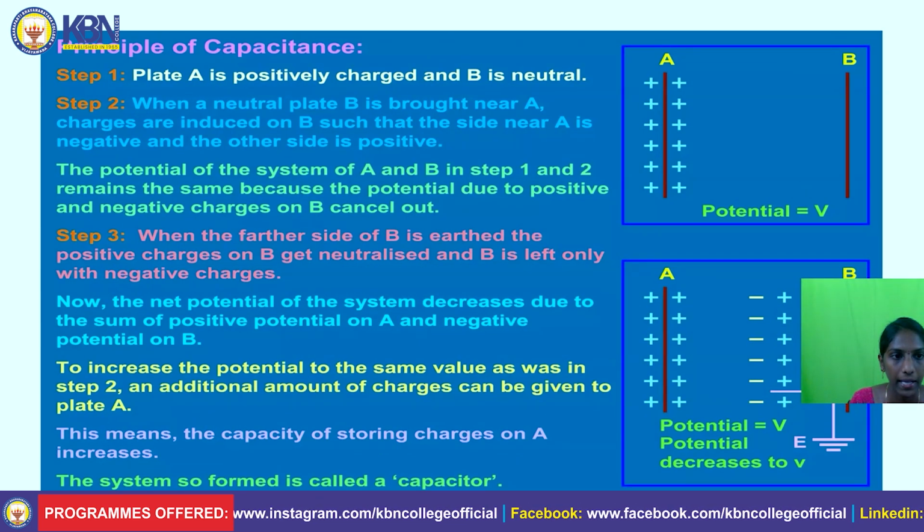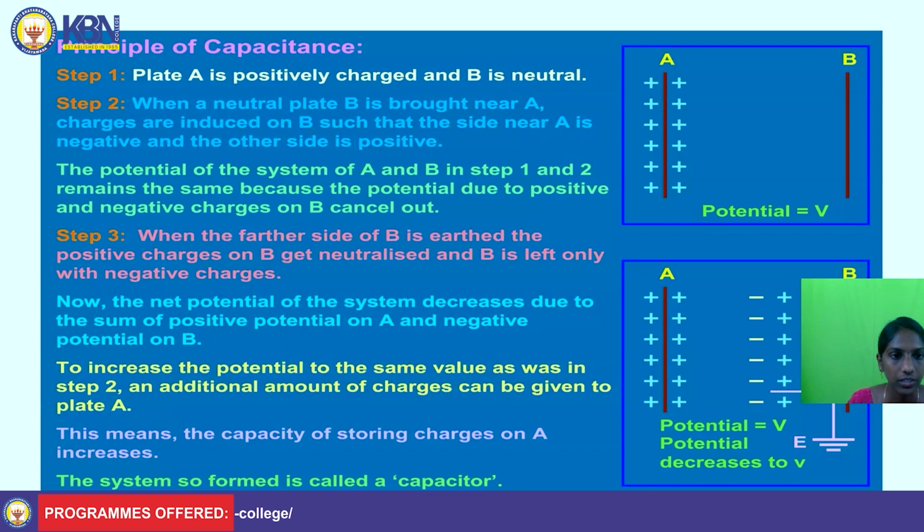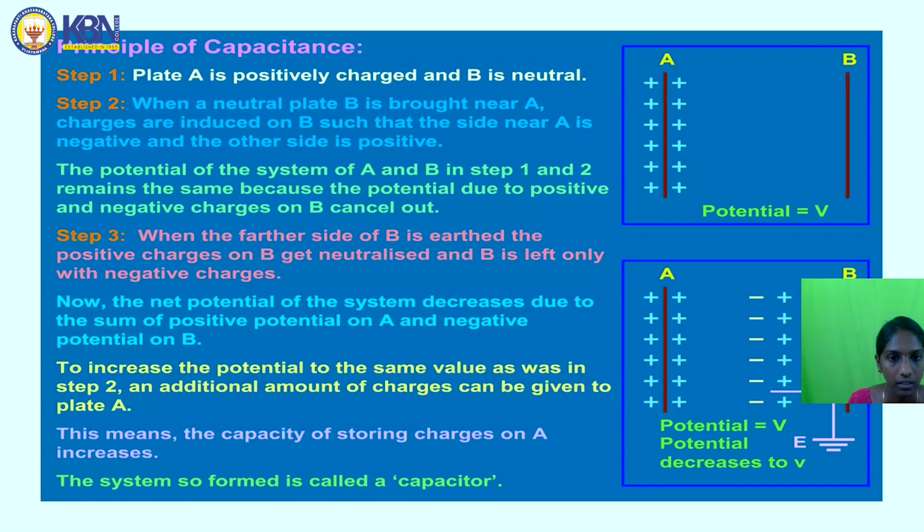Principle of capacitance. Step 1: Plate A is positively charged and B is neutral. Step 2: When a neutral plate B is brought near A, charges are induced on B such that the side near A is negative and the other side is positive. The potential of the system of A and B in steps 1 and 2 remains the same because the potentials due to positive and negative charges on B cancel out.